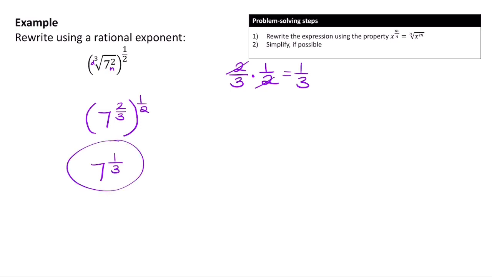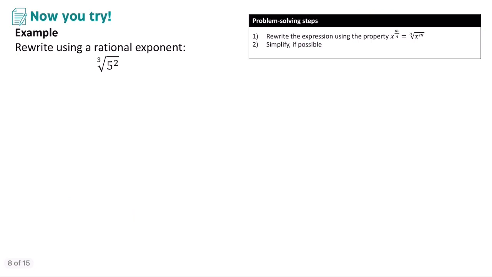So this whole thing just simplifies to 7 to the 1/3, and we can leave that since it's asking for a rational exponent. If you want to know, as a radical, it's just going to be the cube root of 7. Now you can go ahead and pause the video and try doing this example on your own. Here we have a radical, and so the numerator is going to be the power, and the denominator is going to be the index. So we have 5 to the 2/3, and that's how we rewrite using a rational exponent.